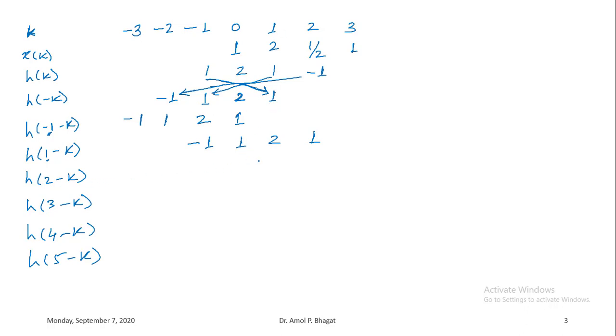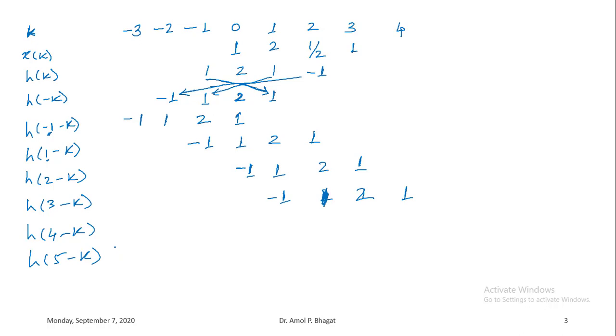Similarly for 2 minus k, you will be shifting it again by one sample, so it will be minus 1 1 2 1. So you should specify this value below these proper columns. Next, to obtain 3 minus k, again it will be shifted by 1, so it will be minus 1 1 2 and 1. So here this minus 1 will be at minus 4, so it will start from time unit 1, that is k equals 1, and end at 4.